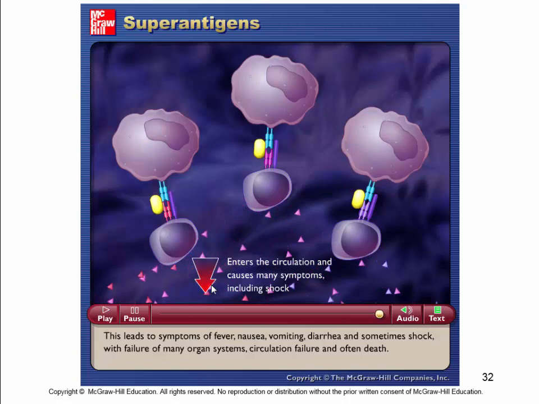So as you can see, superantigens can be quite devastating for a person during an infection. The example shown here was toxic shock syndrome toxin. Streptococcus pyogenes also secretes various superantigens that have similar effects.